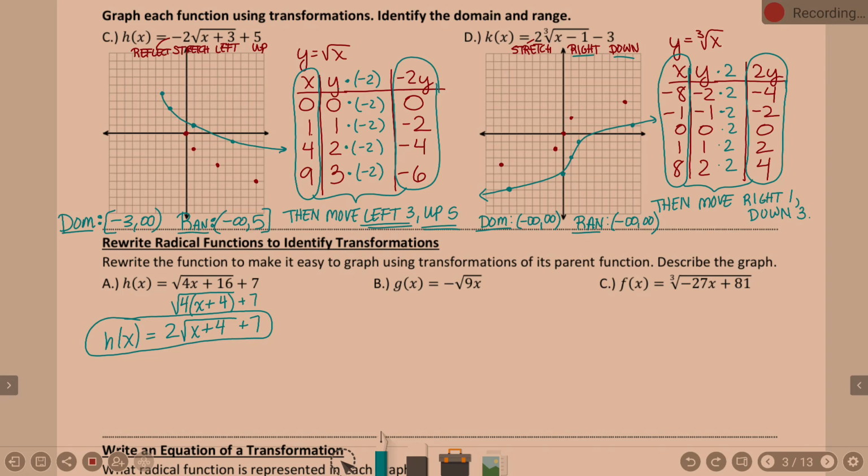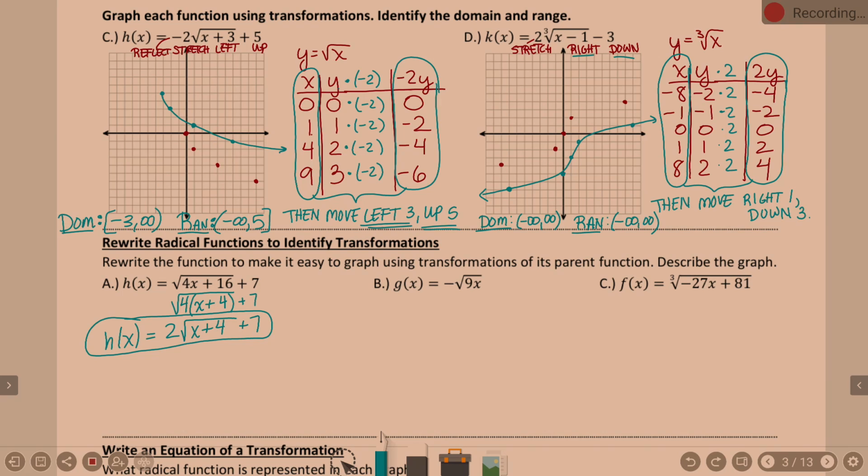Describe the graph. So in words, what is this graph doing? In other words, list all the transformations, basically. So what are we going to see here? We're going to see a vertical stretch by a factor of 2. What else? I heard something. Couldn't hear what it was, though. We're going to go 4 which way? Left. And we're going to go up 7.